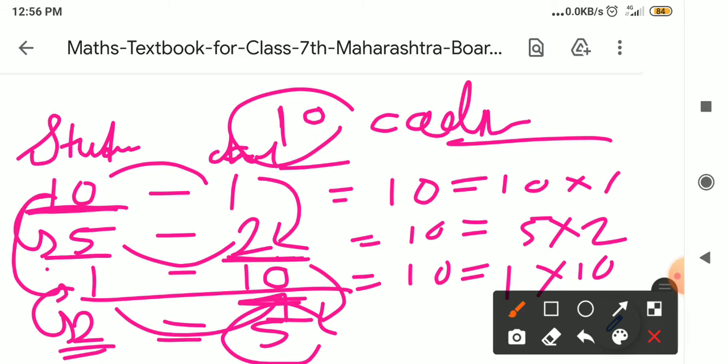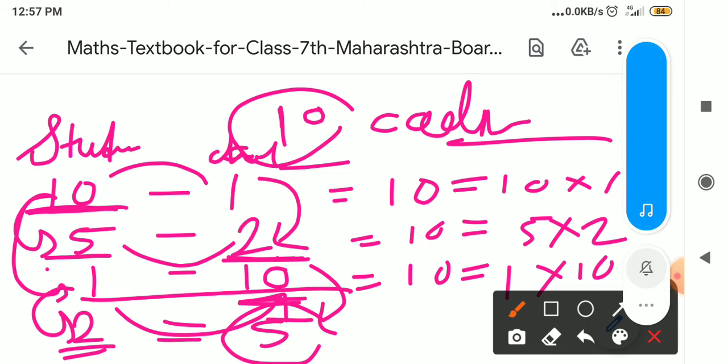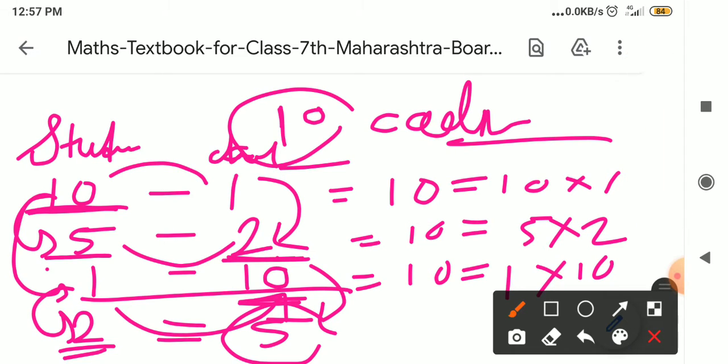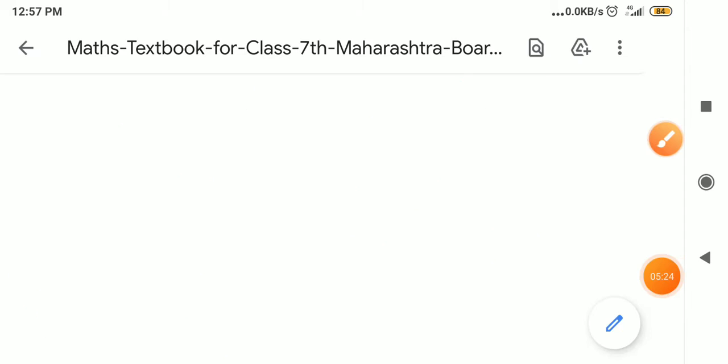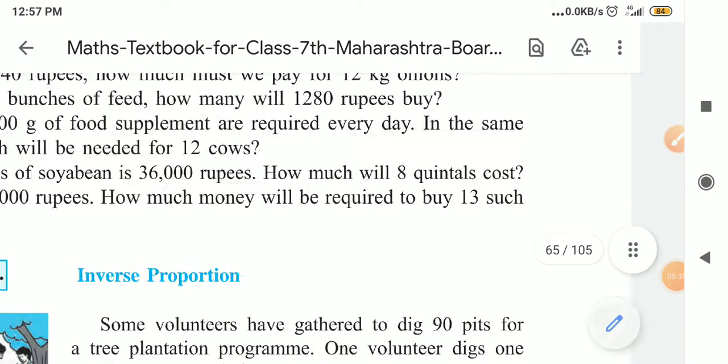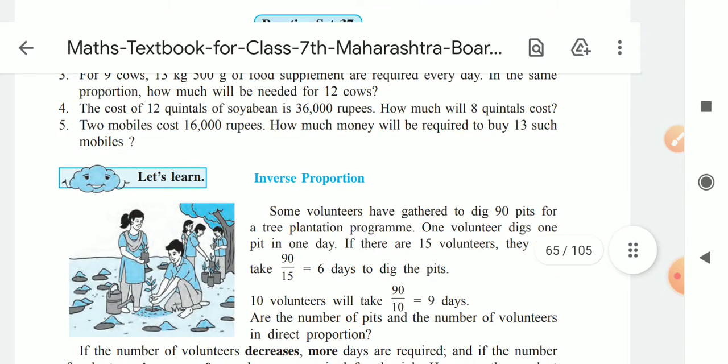So to identify inverse variation, the most important thing is that if one quantity increases and the other decreases, it may be inverse proportion. And the main thing is that in inverse variation, the multiplication or product of the two terms is always the same.